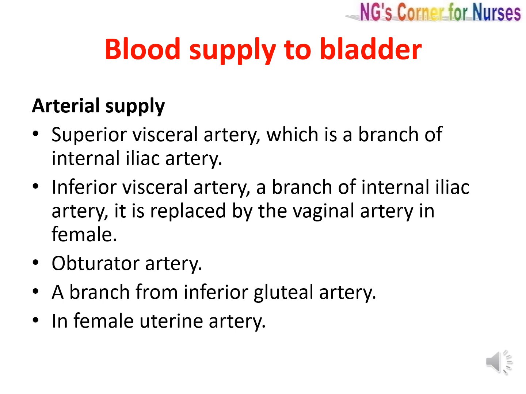Next, coming to the blood supply of the bladder. First is arterial supply. Superior visceral artery, which is a branch of the internal iliac artery. Inferior visceral artery, a branch of the internal iliac artery, and it is replaced by the vaginal artery in females. Obturator artery, a branch from the inferior gluteal artery, and in females the uterine artery, are the sources of blood supply to the bladder.